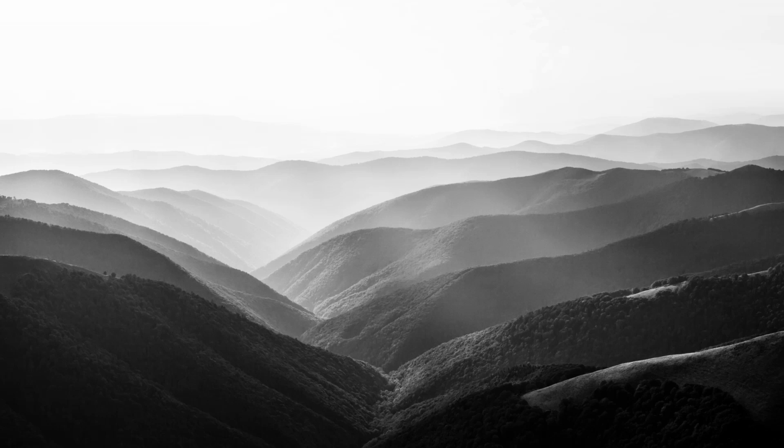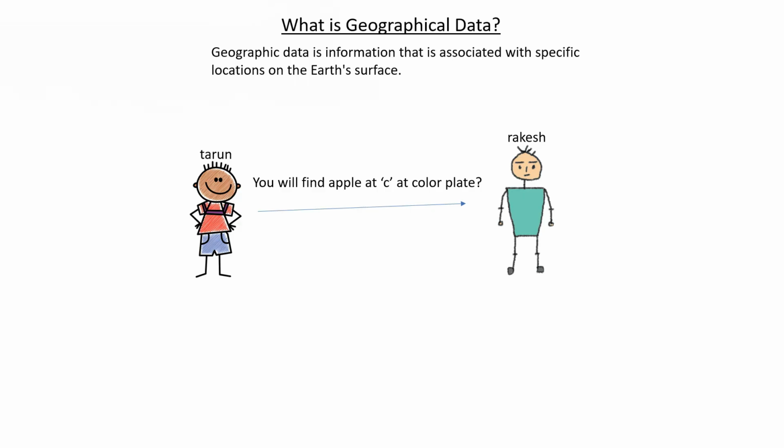Hi guys, today I am going to show you how you can create maps using the ggplot library in R. So let's get started. First, before going forward, I'd like to talk about what geographical data is. Geographical data is any information that is associated with a specific location on the Earth's surface.